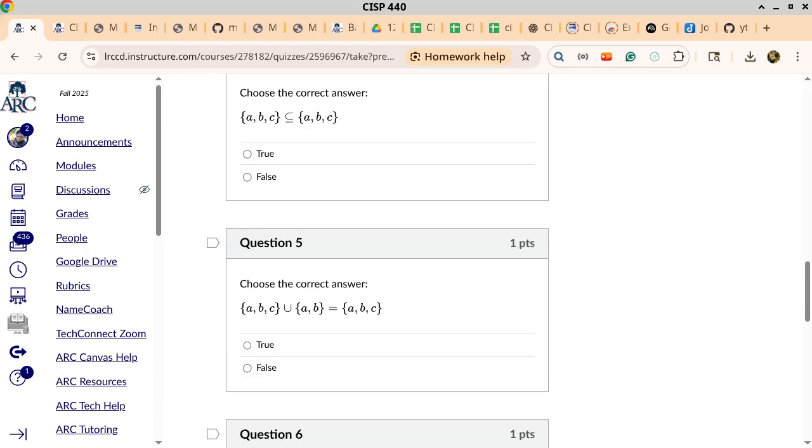Question number four. A set is a subset of itself. It is true, but a set cannot be a proper subset of itself. So you have to differentiate between subset of versus a proper subset of.